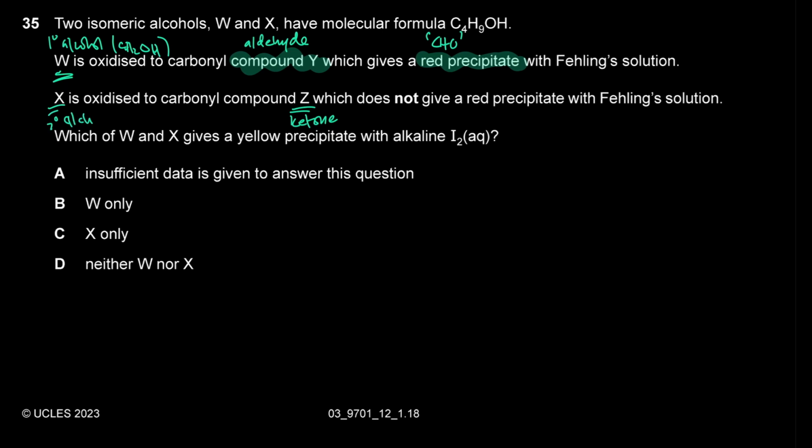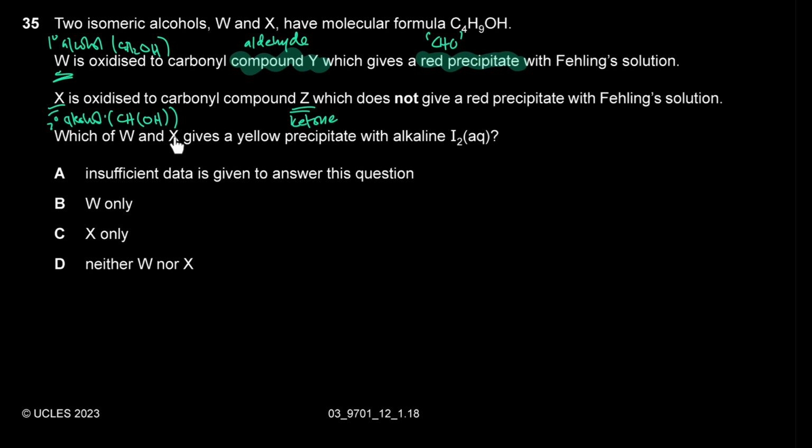A secondary alcohol is an alcohol in which the carbon with the OH is bonded to just one hydrogen and two carbons. So it has a CHOH group. For a primary alcohol, the carbon is bonded to two hydrogens, the carbon with the OH and just one other carbon.